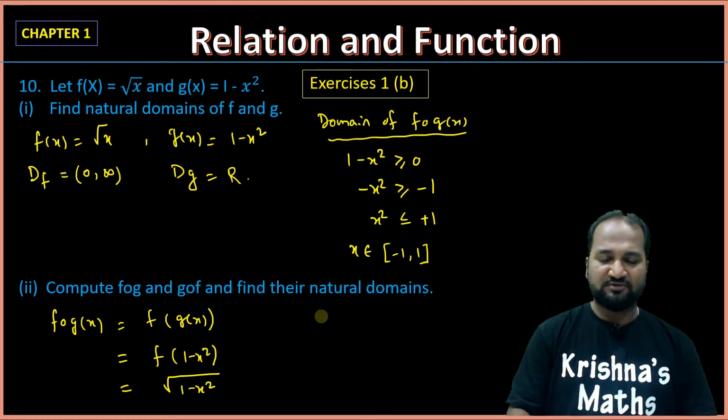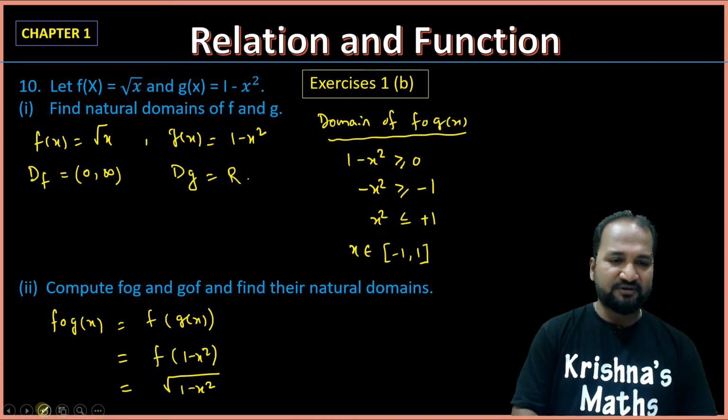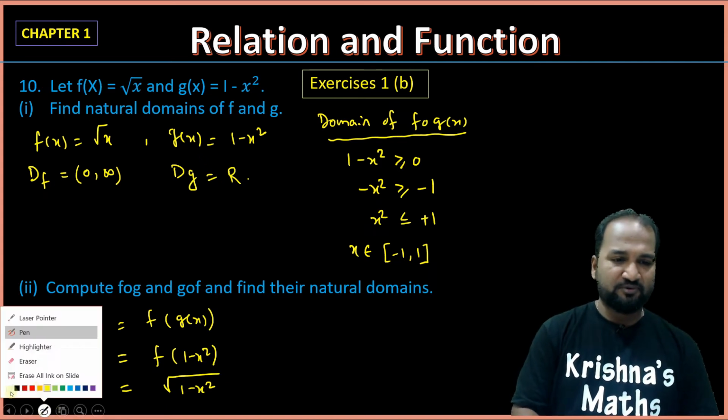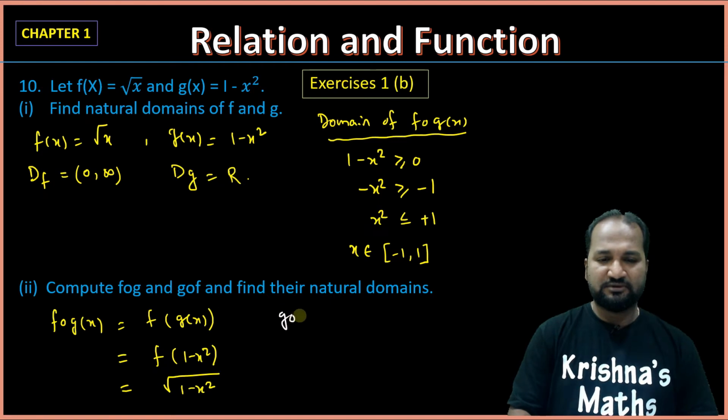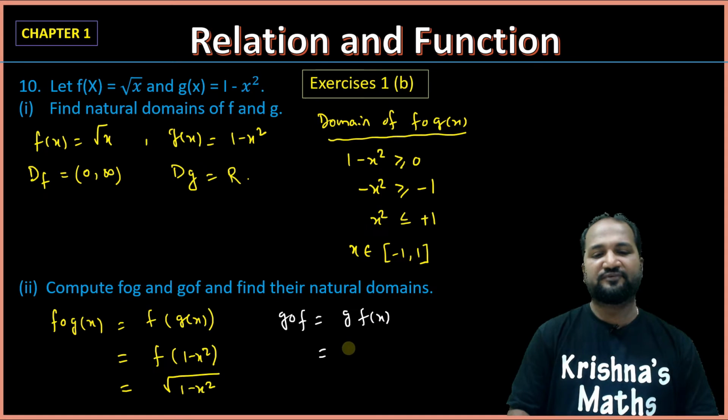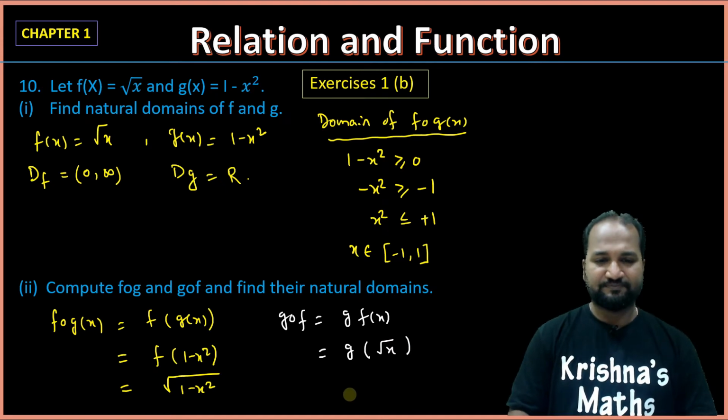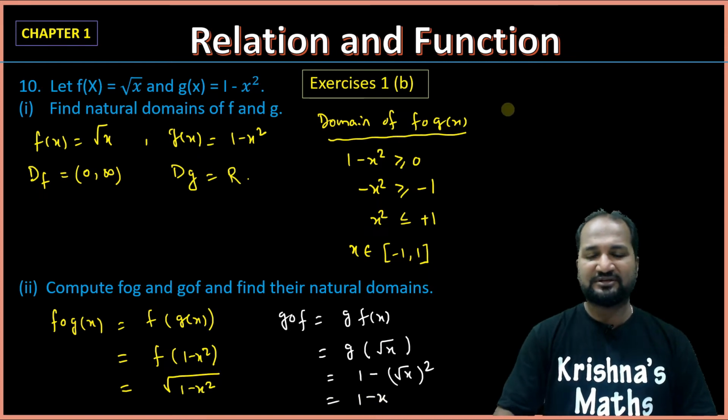Now find gof. Look, gof is equal to g of f of x. g of f of x, f of x is root x. g of root x is 1 minus root x the whole square. So this is equal to 1 minus x.